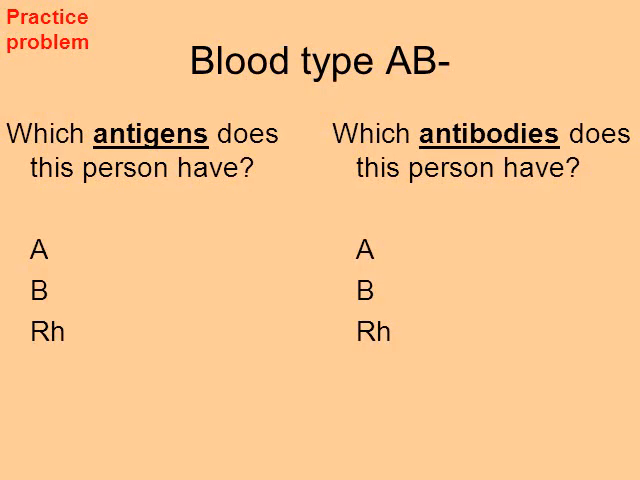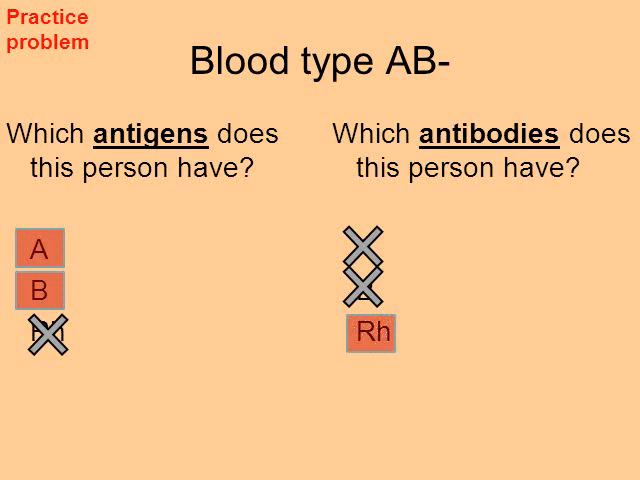Here's another one. If you have AB negative, what antigens does this person have? AB means they have the A and the B. The negative means no on the Rh antigen. So what antibodies do you have? It's either one or the other. If you have an A antigen, then no on the A antibody. If you have a B antigen, then no on the B antibody. And if you don't have an antigen, then yes, you're going to have the antibody.